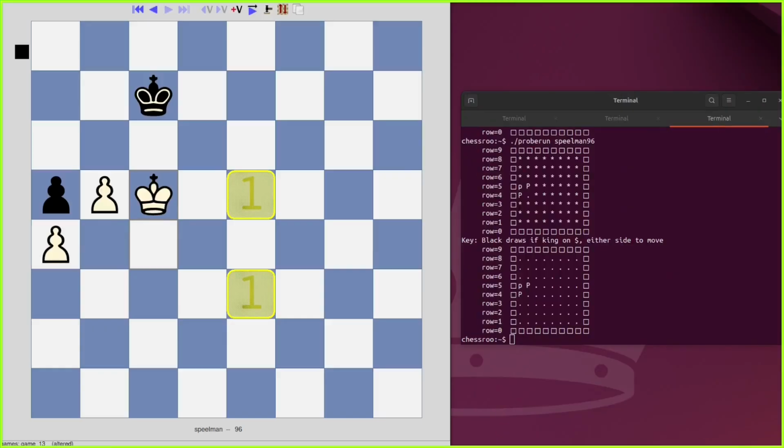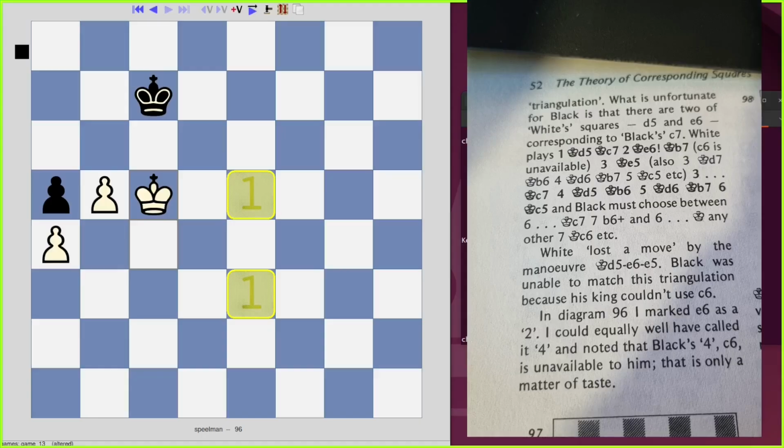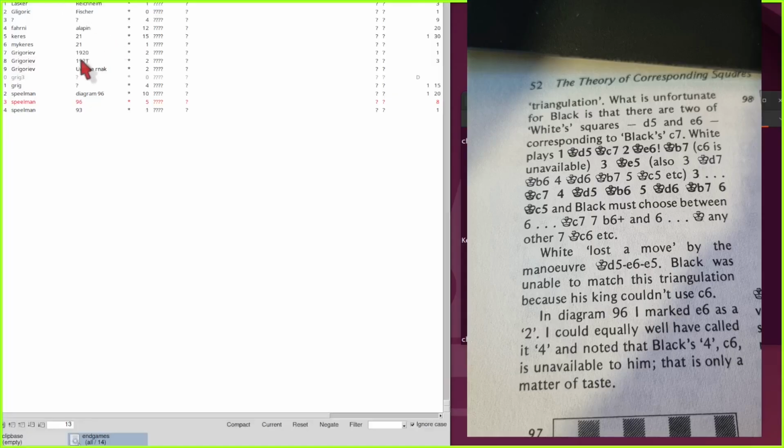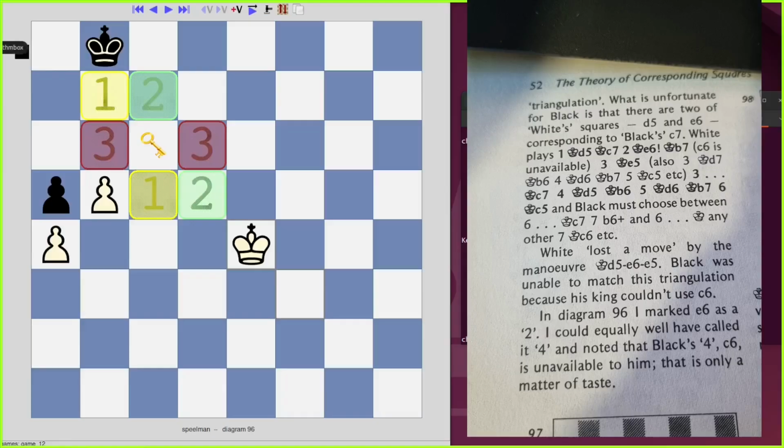And what I might do, because I made a little boo-boo last time, this was the page I should have had up. Go back to what I had on screen, like that. What is unfortunate for black is that there are two white squares, d5 and e6, corresponding to black's c7. Now he's called it the same square. It doesn't really matter. I showed that before. So that was a continuation we went through, and it was this triangulating on these three squares that let white get through.